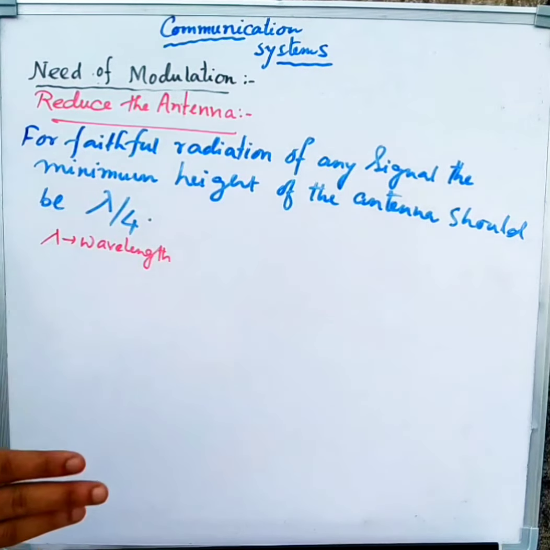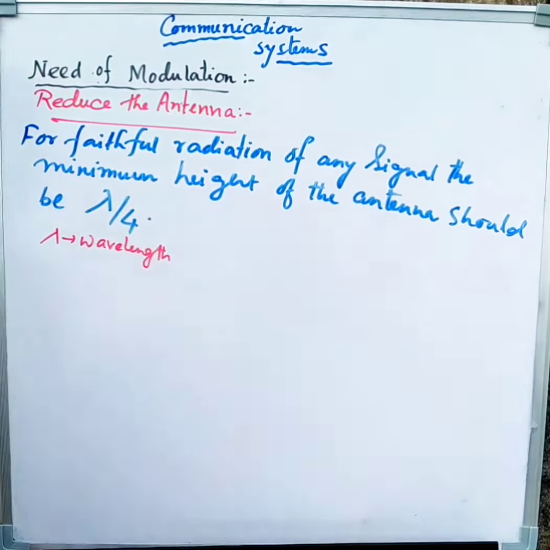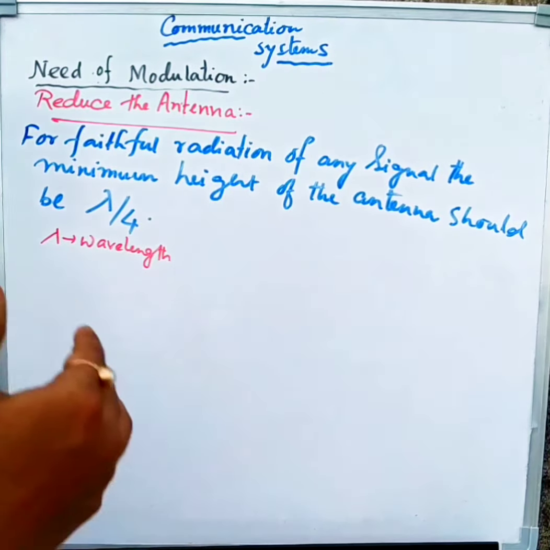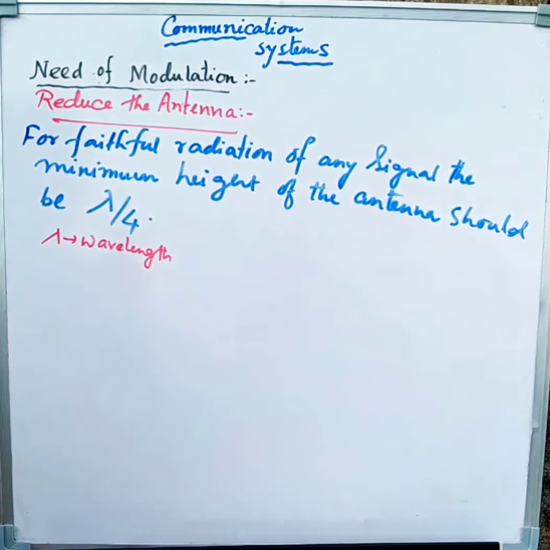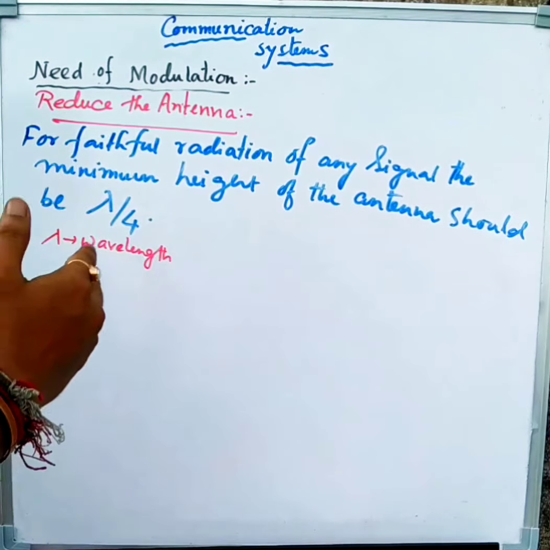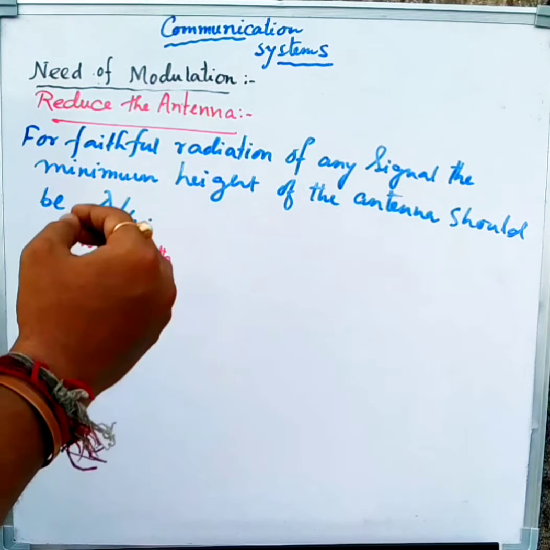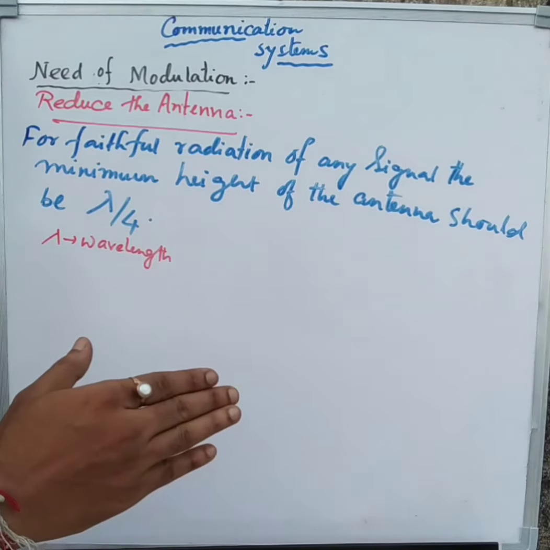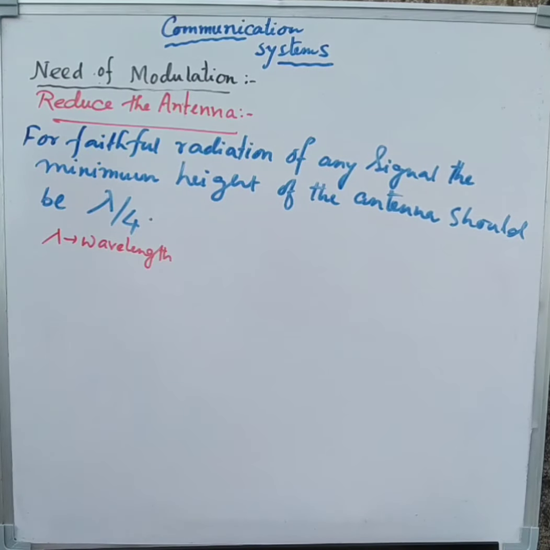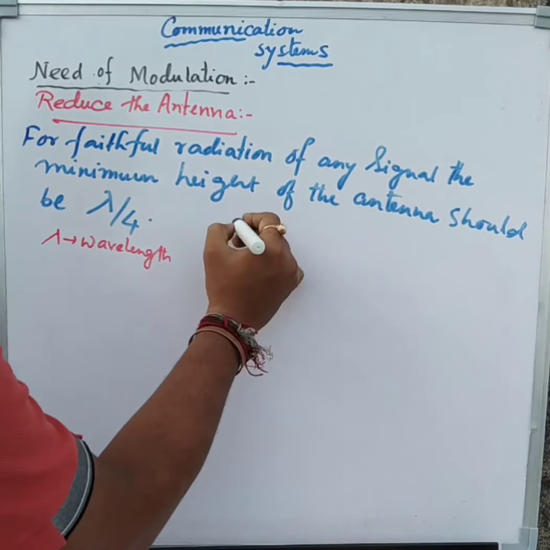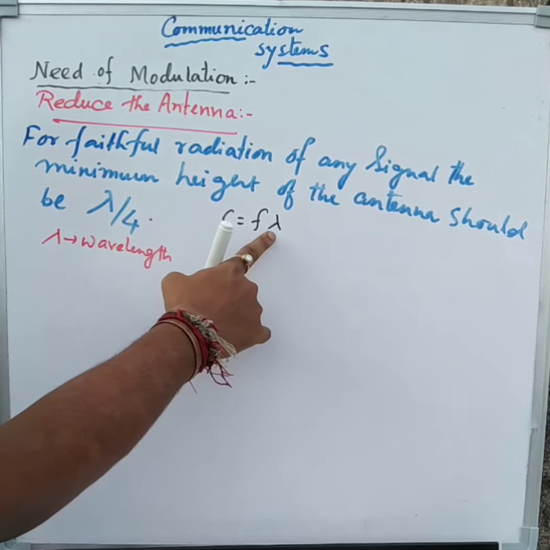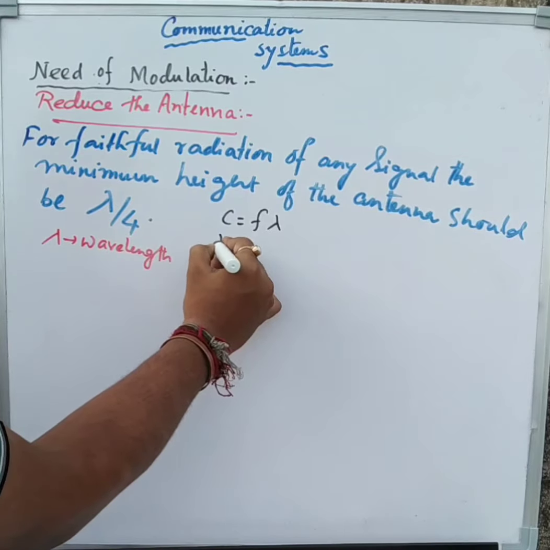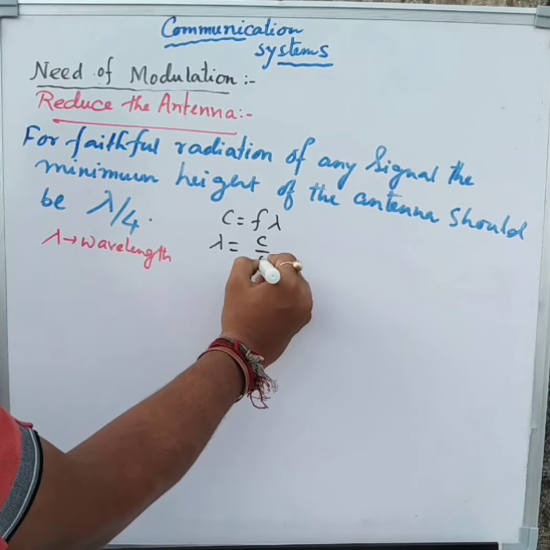Now I want to compare with modulation and without modulation how the height is changing, means how much height is required without modulation and with modulation. First of all, the transmitting antenna converts the electrical signal into its electromagnetic equivalent. Any electromagnetic signal passes through free space with the speed of light. Another formula we know is C = f lambda, where C is the speed of light, f is the frequency, and lambda is the wavelength. So lambda can be written as C by f, right?